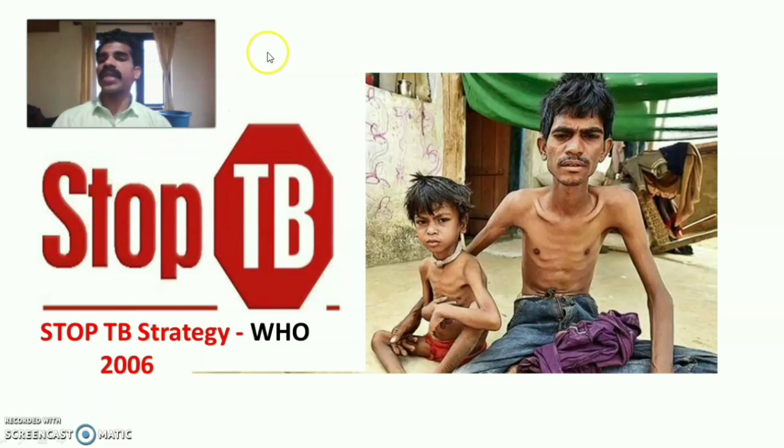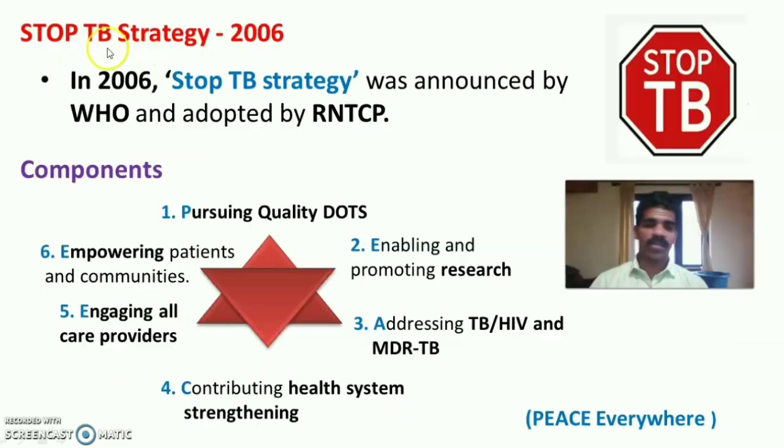So during the period of the second phase of RNTCP, that is in the beginning of 2006, the World Health Organization introduced the Stop TB Strategy. Let us discuss in short about the Stop TB Strategy by the World Health Organization. So Stop TB Strategy 2006. In 2006, the Stop TB Strategy was announced by WHO, and that was adopted by RNTCP, the Revised National Tuberculosis Control Program.